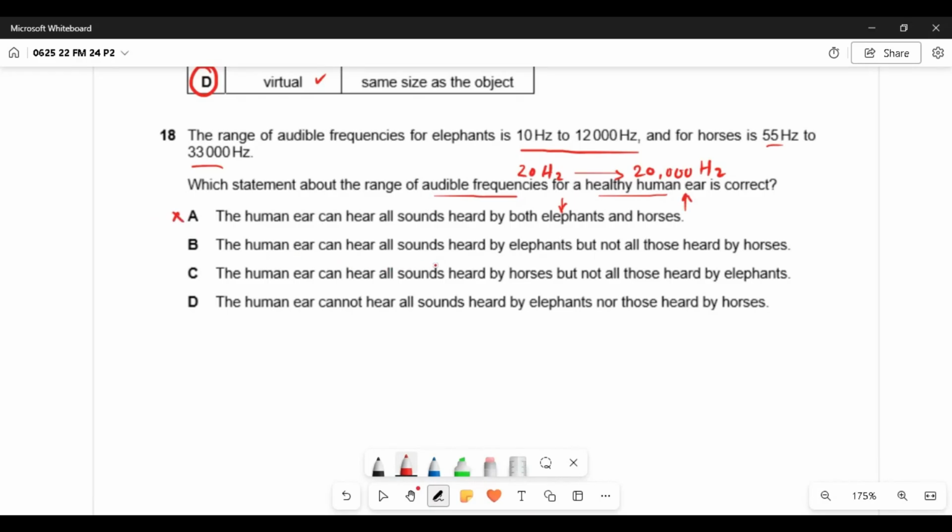The human ear can hear all the sounds heard by the elephants? No, the human ear cannot hear from 10 to 20 hertz, so 10 to 20 hertz is not audible for us. The human ear can hear all the sounds heard by the horses? No, above 20,000 hertz we cannot hear. So sounds that are greater than about 20,000 hertz we cannot hear. The human ear cannot hear all the sounds heard by the elephants and those by the horses. Yes, this is the correct option.